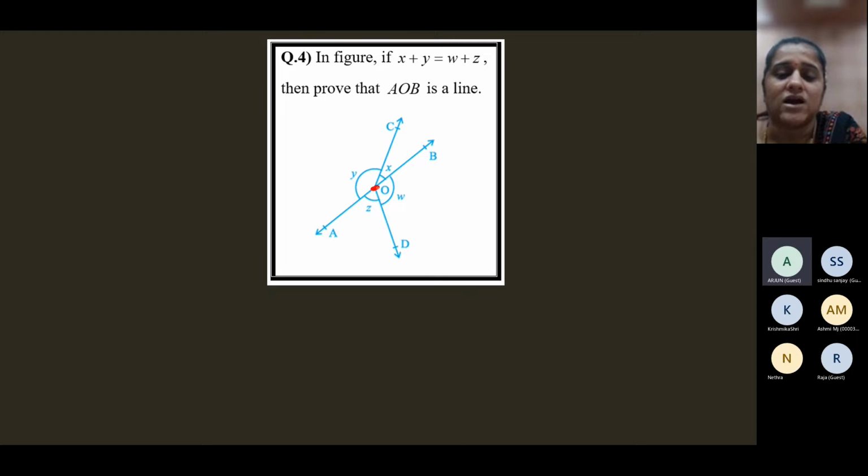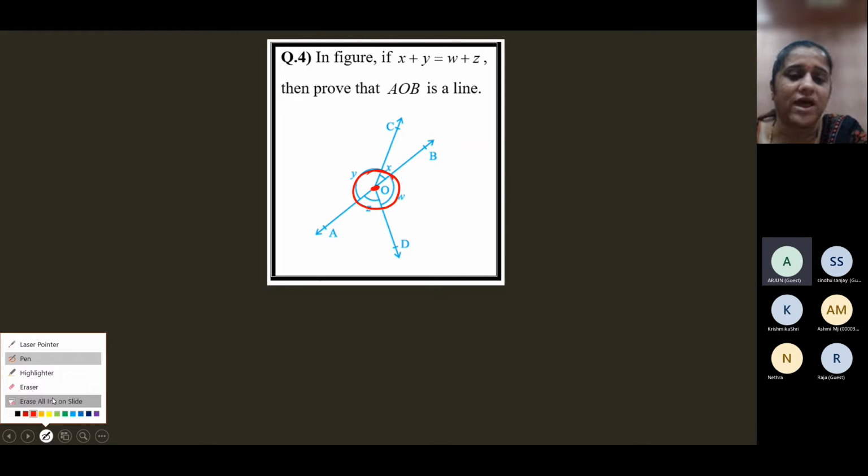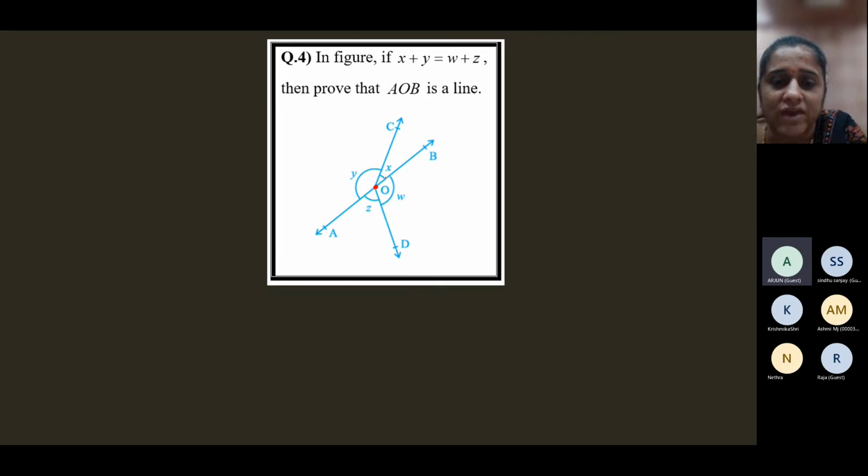This is the point O, and around O we have four angles. See here, this is O. We have x, y, z, and w around O. The sum of all these four angles is equal to 360. That is what we know. x plus y plus z plus w makes one complete round. So the sum of all these four angles is equal to 360 degrees, because all the angles around a point sum to 360 degrees.